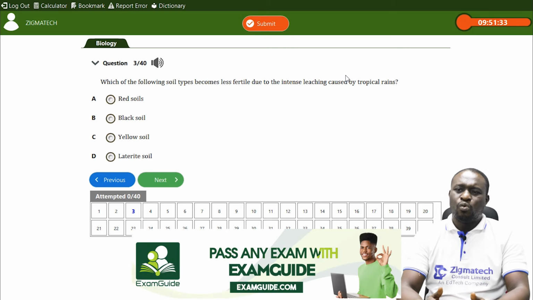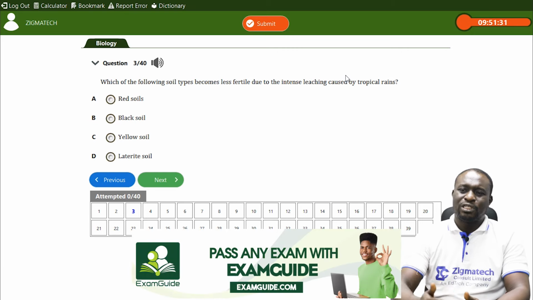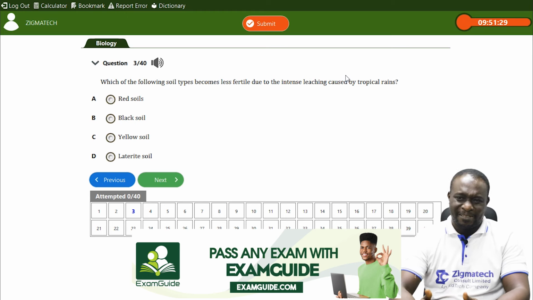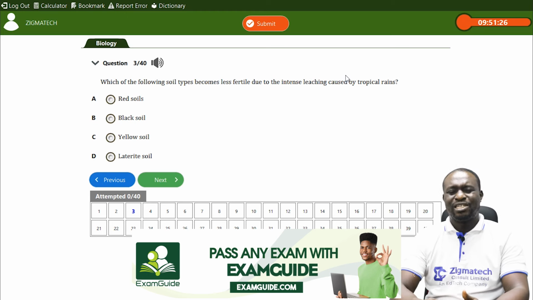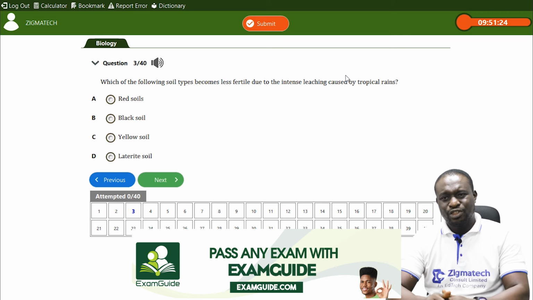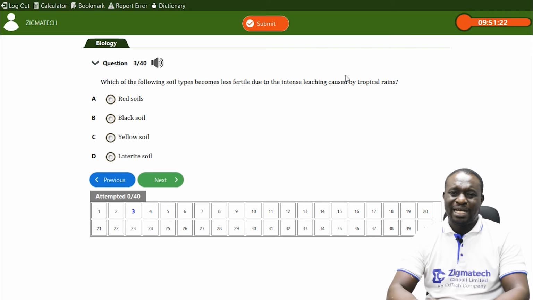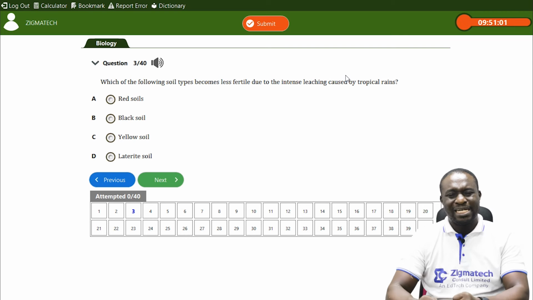Now, they said, which of the following soil types becomes less fertile? Is it the red soil? Now, the red soil actually has little or no soil fertility. Red soil is mostly the clay soil. We have the black soil. The black soil is usually the loam soil, and if it is black soil, it means that it has enough humus or enough decomposed organic matter.